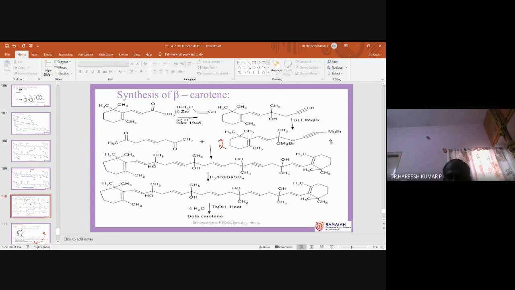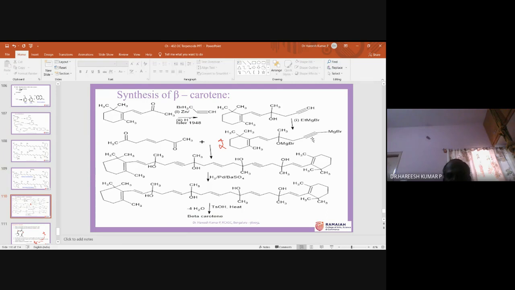So why? Because one equivalent of this one is attacking this carbonyl group, and another equivalent of this intermediate is attacking this carbonyl group. So that is how an intermediate is obtained. Here you can observe that there is a triple bond.